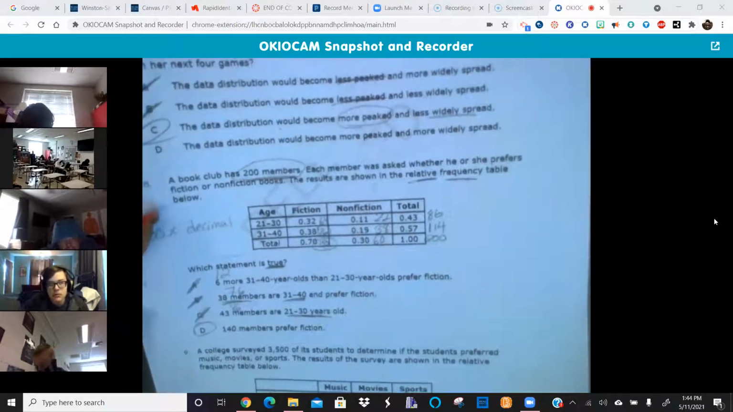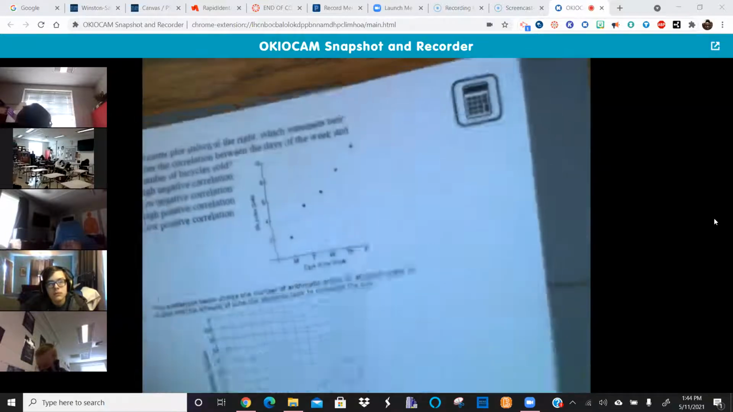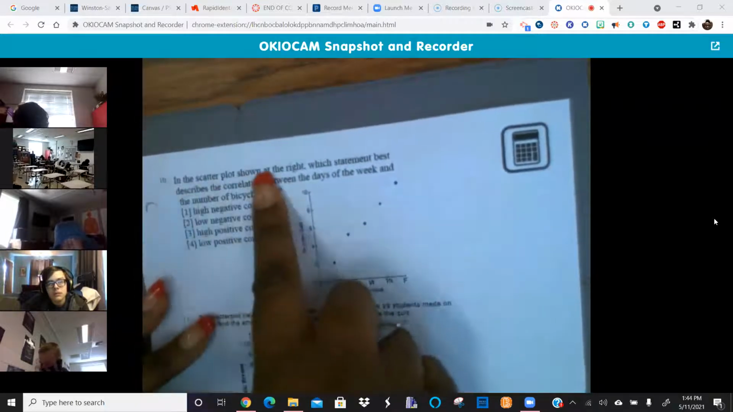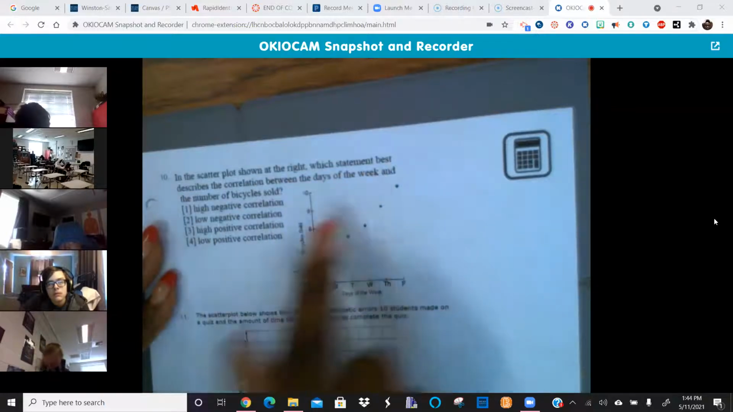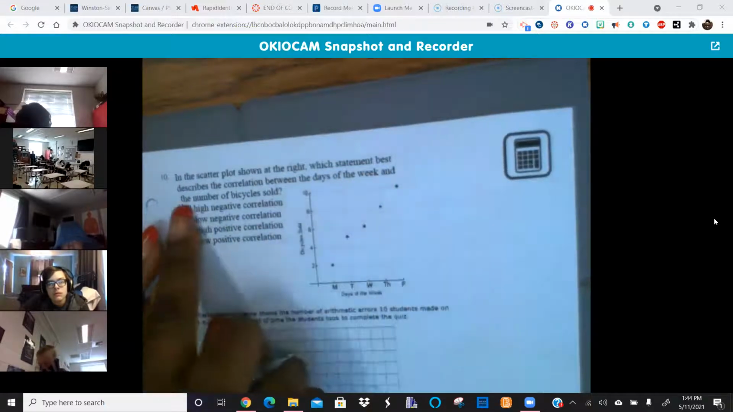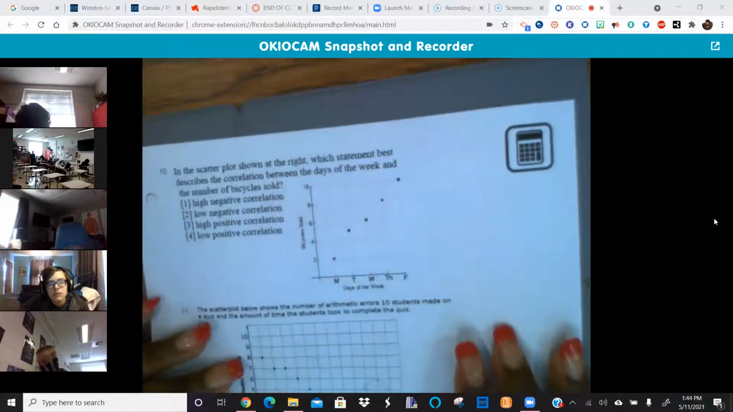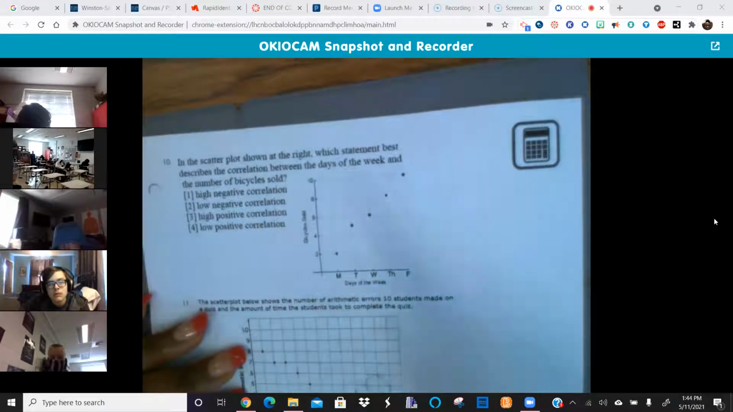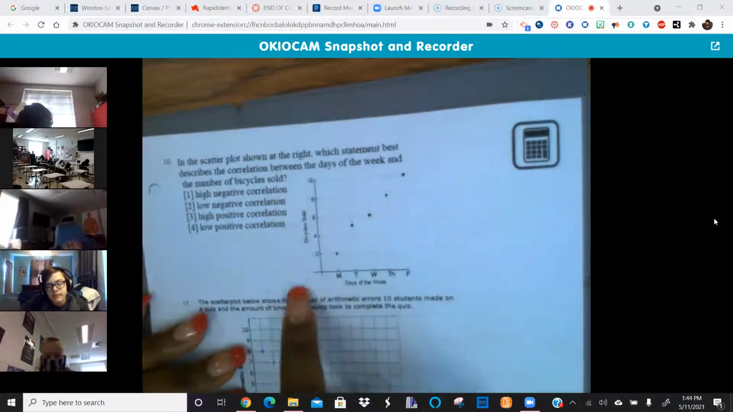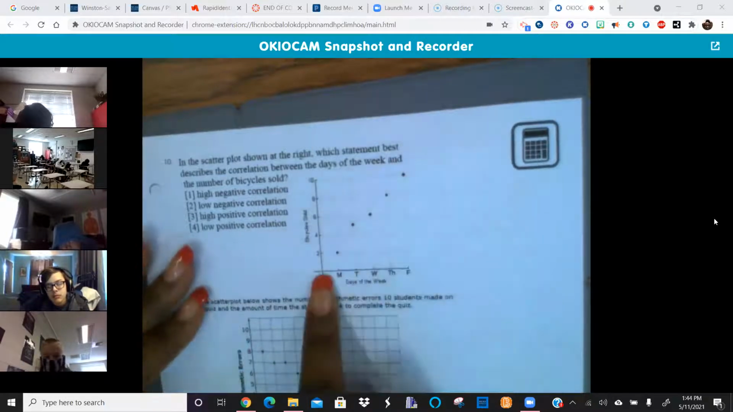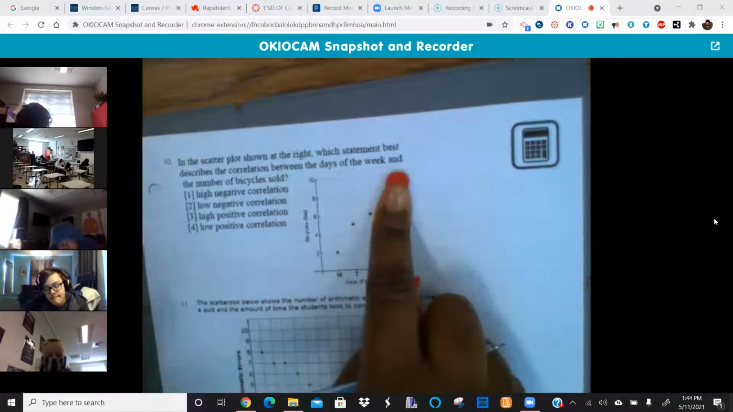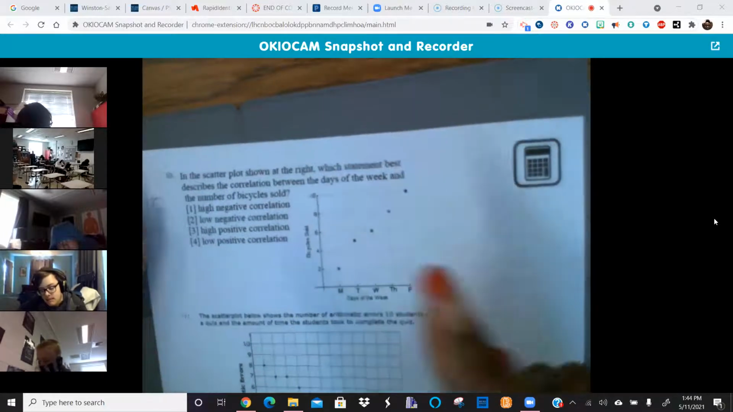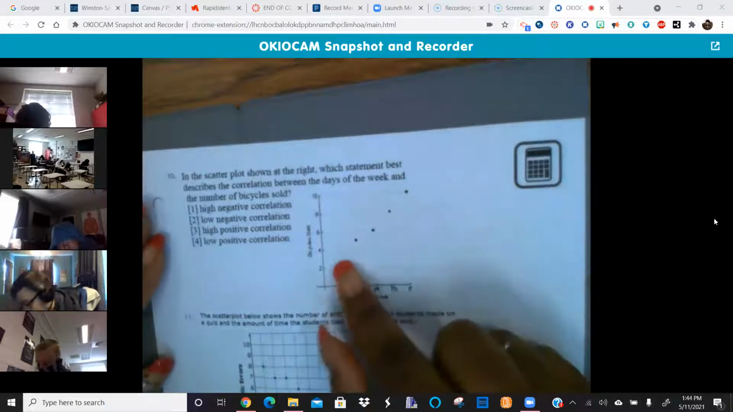Number 10. In the scatter plot shown at the right, this is the scatter plot right here, which statement best describes the correlation between the days of the week and the number of bicycles? So let's identify first, is this a positive correlation or a negative correlation? It's positive. How does he know that this is a positive correlation? Because the points are going up. On the average, these points are going up. So this is a positive correlation.